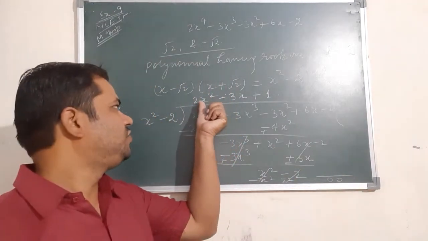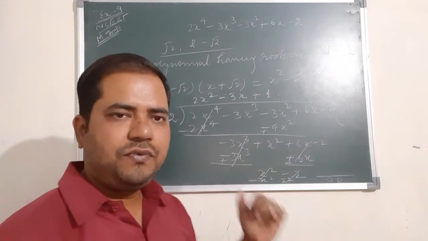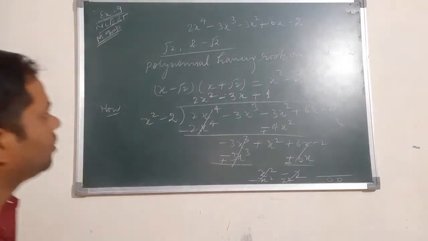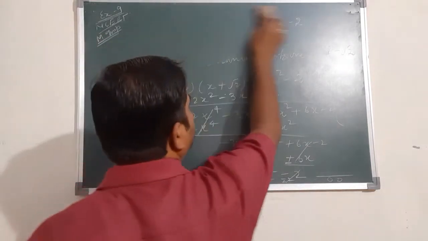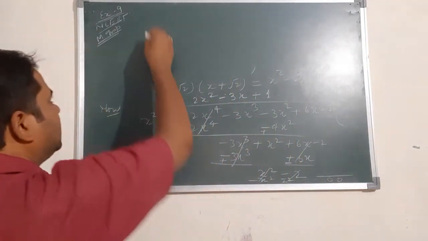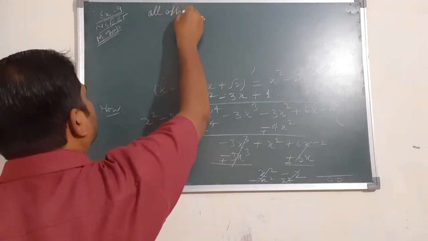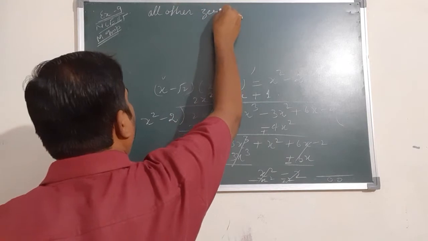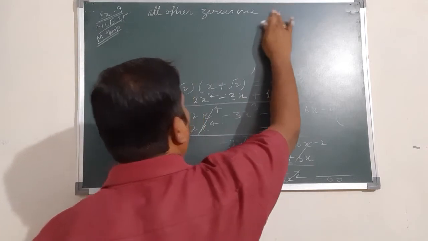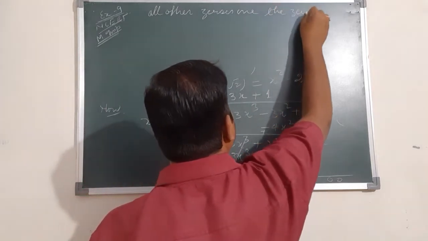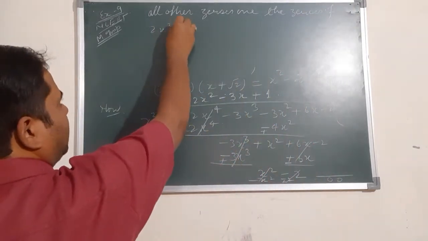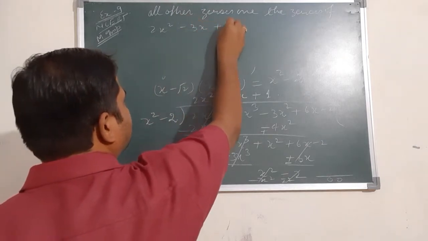So what is the quotient? 2x square minus 3x plus 1. And if we factorize the quotient, we will get the other zeros. Okay, so now we are going to factorize the quotient of this polynomial. So all other zeros are the zeros of the polynomial 2x square minus 3x plus 1.